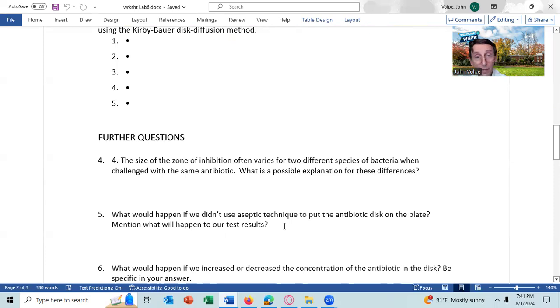What would happen if we didn't use aseptic technique to put the antibiotic disc on the plate? Mention what will happen to our test results. Like if you don't use aseptic technique, you know the plate's going to become contaminated. And how may that affect the test results of our test?